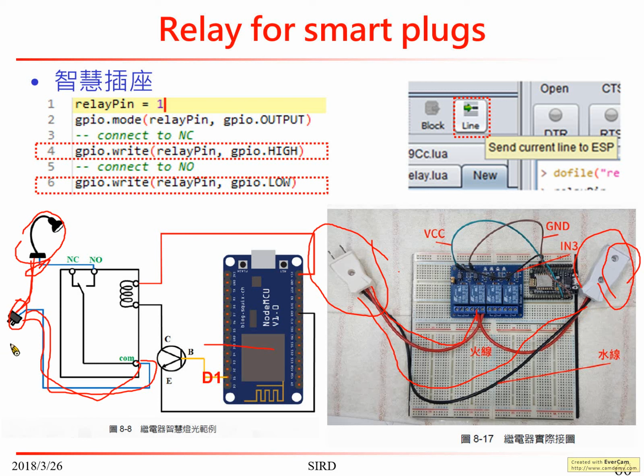This is the kind of female plug here, and then from the female plug you connect to the normally open, because you don't want the light on by default. By default it will be closed. Not closed, disconnected, so that the light will not go on.